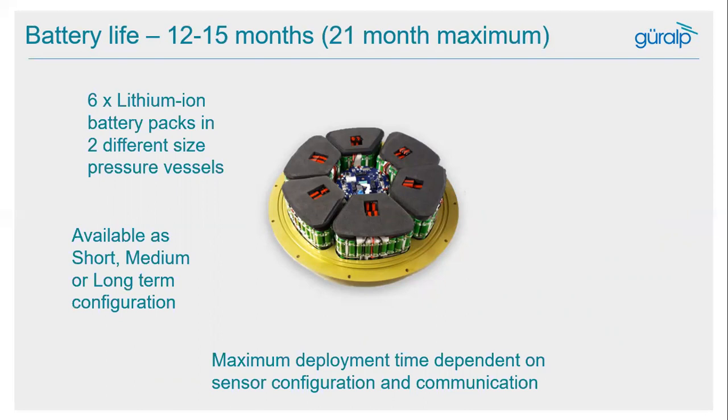We can perform all of these calculations for you and tell you exactly how long we can expect the Aquarius to perform on the seafloor. But typically this is between 12 and 15 months, with a 21-month maximum if we're using the largest pressure vessel with the largest batteries and not communicating any data.